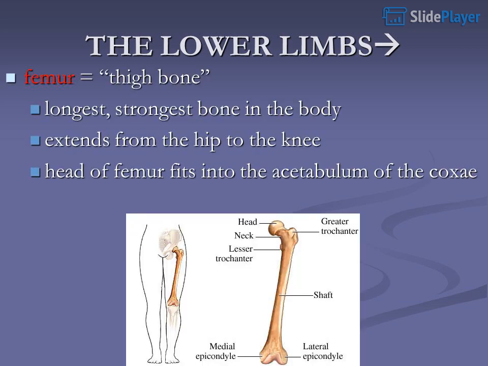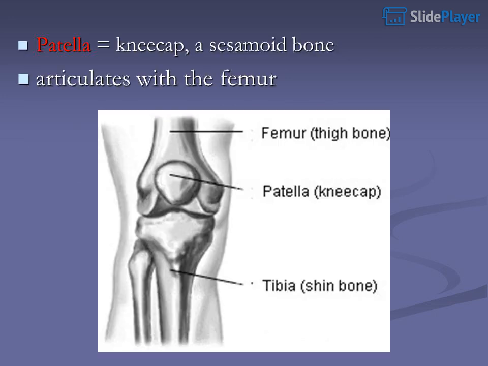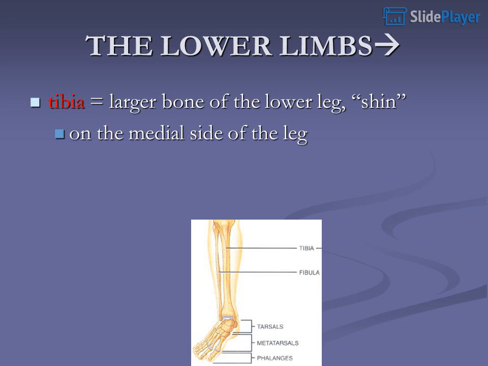The lower limbs. The lower limb's femur equals thigh bone. Longest, strongest bone in the body. Extends from the hip to the knee. Head of femur fits into the acetabulum of the coxae. Patella equals kneecap, a sesamoid bone. Articulates with the femur. The lower limb's tibia equals larger bone of the lower leg, shin.